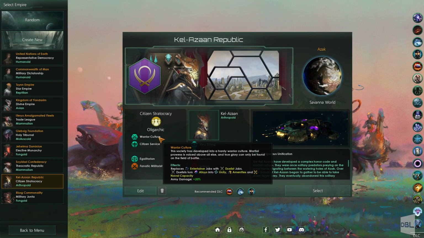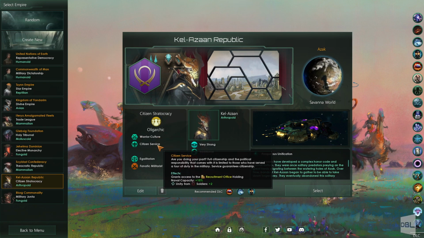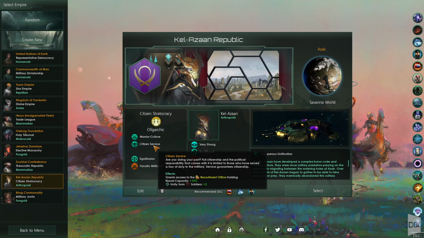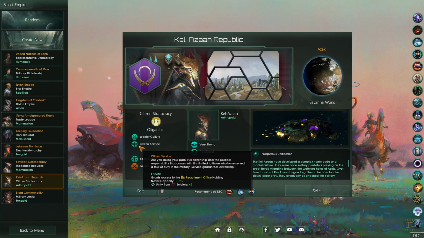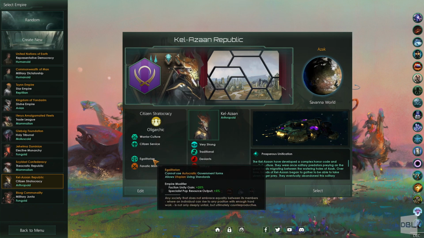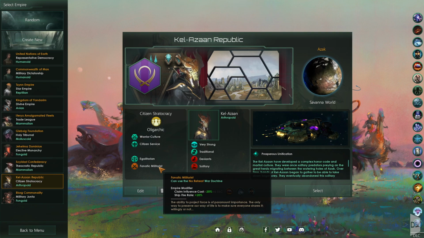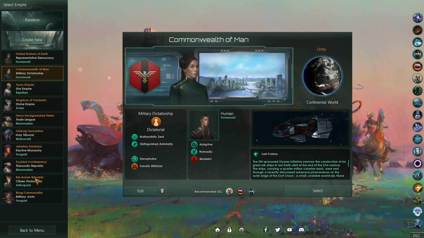Let's see. Entertainer jobs replaced with duelist jobs. Duelists turn alloys into unity, amenities, and naval capacity. Army damage plus 20%. Citizen service. Are you doing your part? Full citizenship and the political responsibilities that come with it, limited to those who have served a tour of duty in the military. Service guarantees citizenship. Grants access to the recruitment office, naval capacity plus 15%. Unity from soldiers plus 2. Egalitarian we read. Fanatic middle. Did we read that? Yes, we did. Okay, so we're not going to read that.